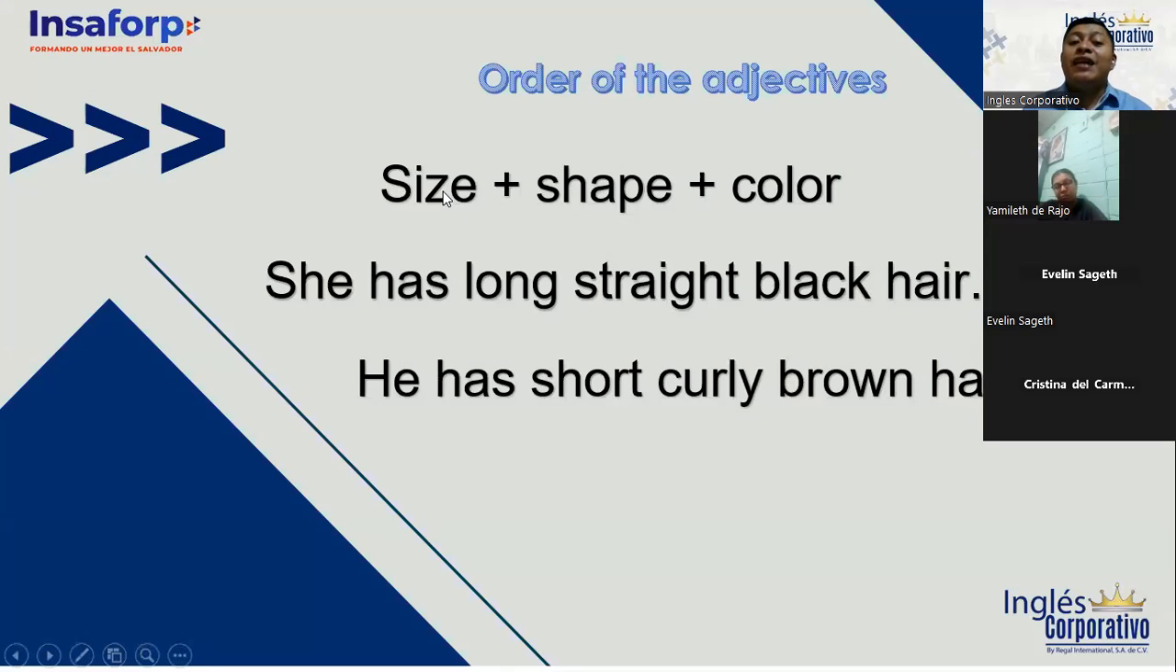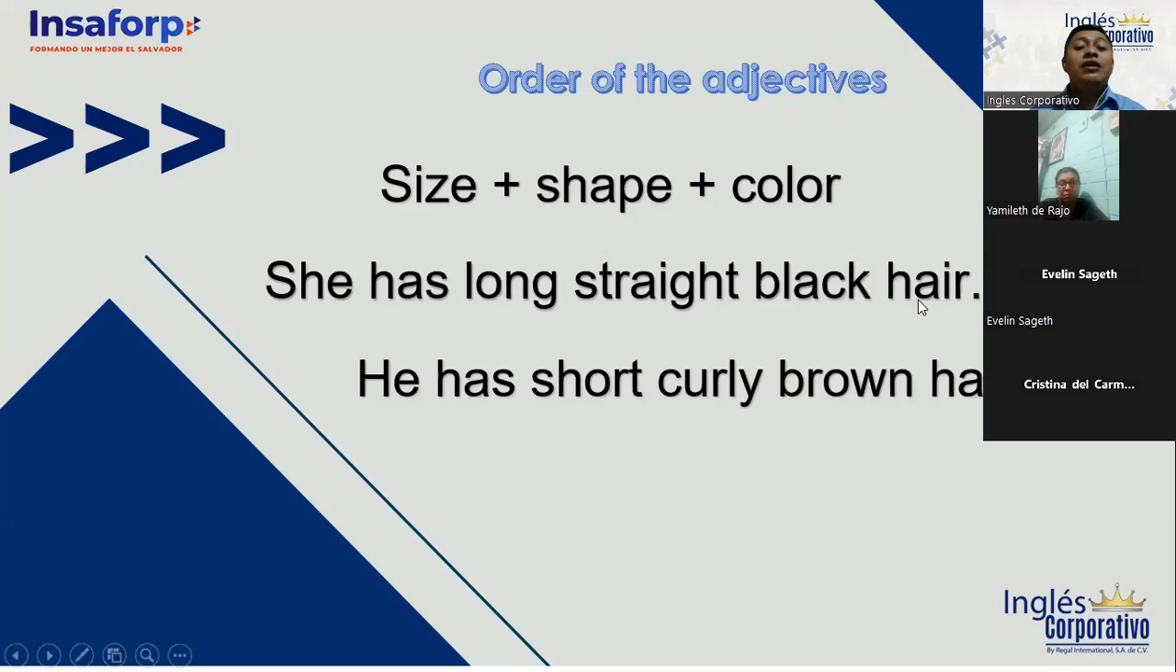Vamos a utilizar este orden: size, shape, and color. Then she has long, that is the size, shape, la forma del cabello: straight, curly, spiky, wavy. She has long, straight, black hair. And finally, we use the color. So for size, el tamaño, shape, la forma, luego el color. She has long, straight, black hair.